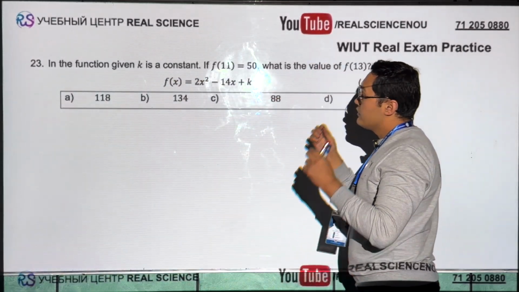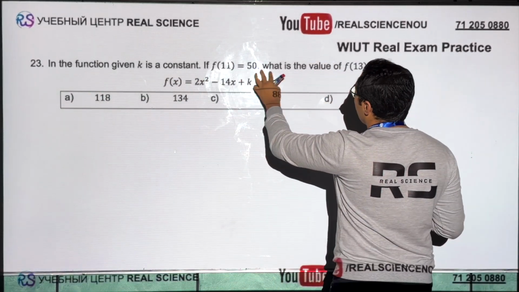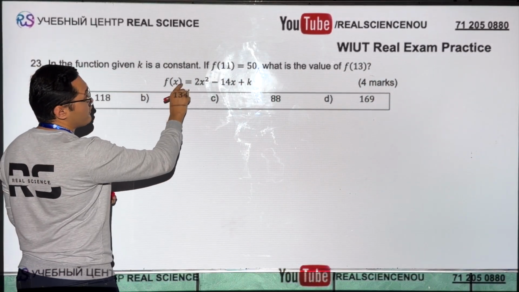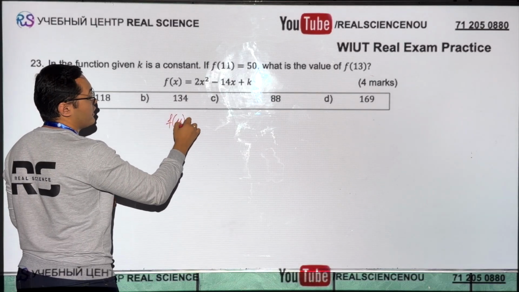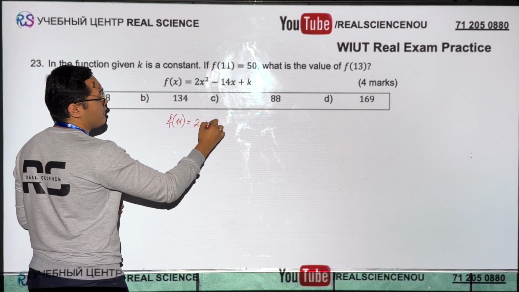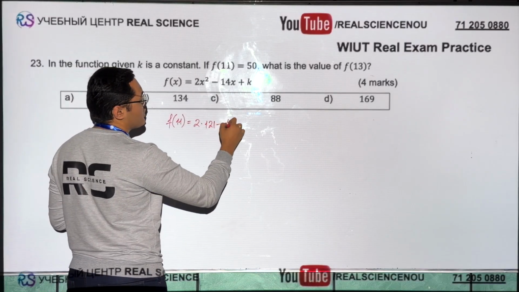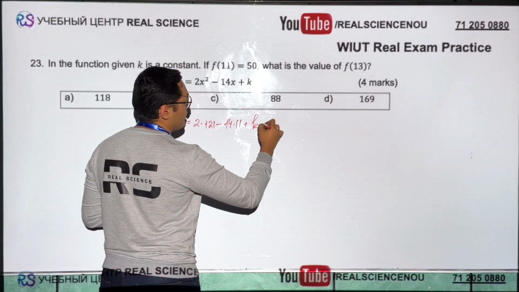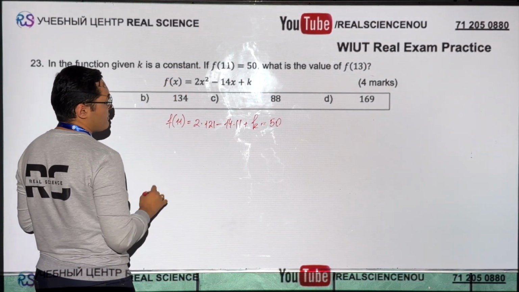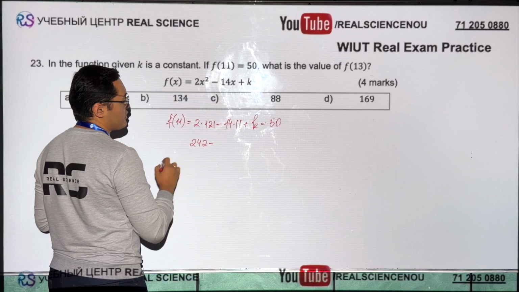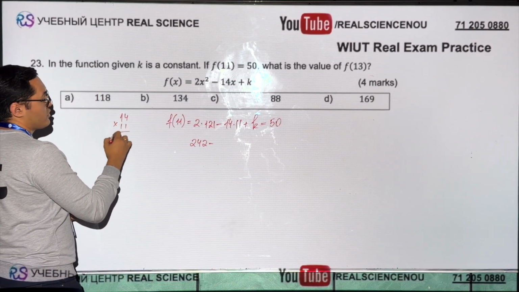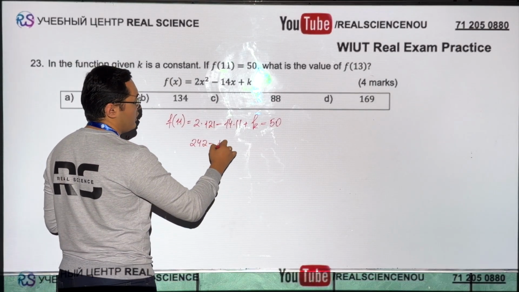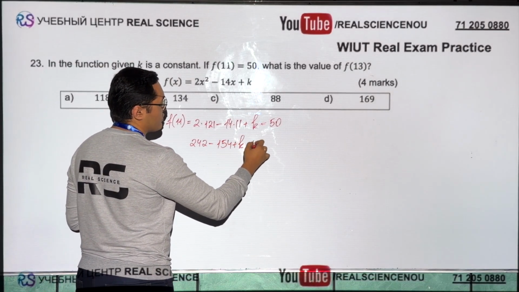It says in the function given, k is a constant, if f of 11 is equal to 50, what is the value of f of 13? We're given a function, so we can insert here instead of x the number 11. That's going to give us f of 11 equal to 2 times 11 squared, which is 121, minus 14 times 11 plus the number k, and that is equal to 50. 2 times 121 is 242, minus 14 times 11, which is 154. That's 88 plus k is equal to 50.